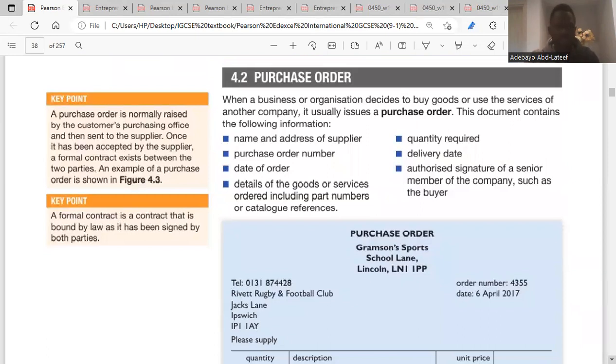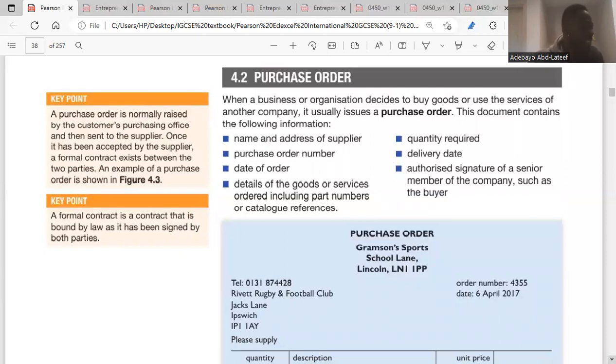Purchase order. For purchase order, I wrote here, it's the document sent by the buyer to order goods from the supplier. So whenever you need to buy a product from the supplier, you need to make a purchase order, listing those things that you need from your supplier. That's why we need a purchase order. Do you understand what a purchase order is? So what does a purchase order contain?